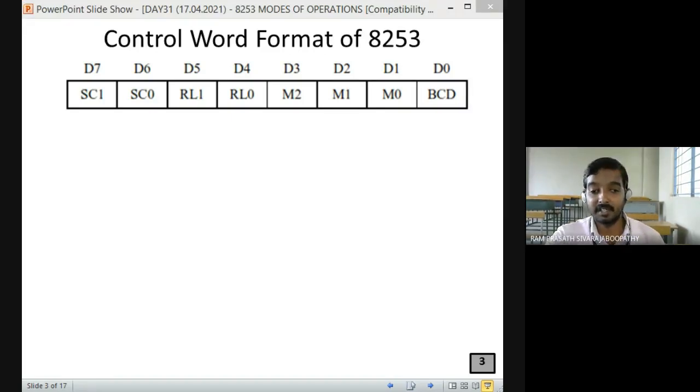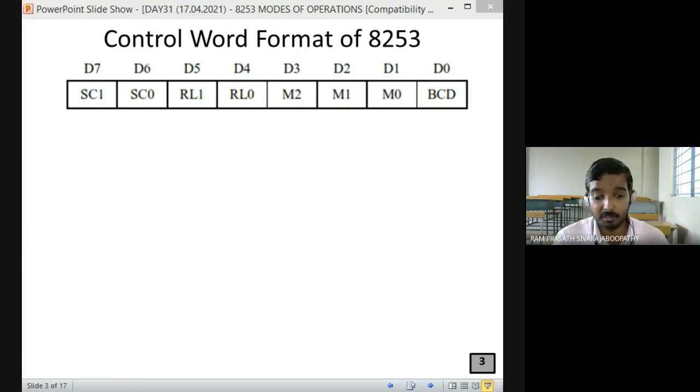Okay, the address must end with, say for example, if my counter 0 address is 80H, let us take the counter 0 address as 80H. Fine. Similarly, counter 1 address, let us take as 81H. Then counter 2 address, we can consider it as 82H.